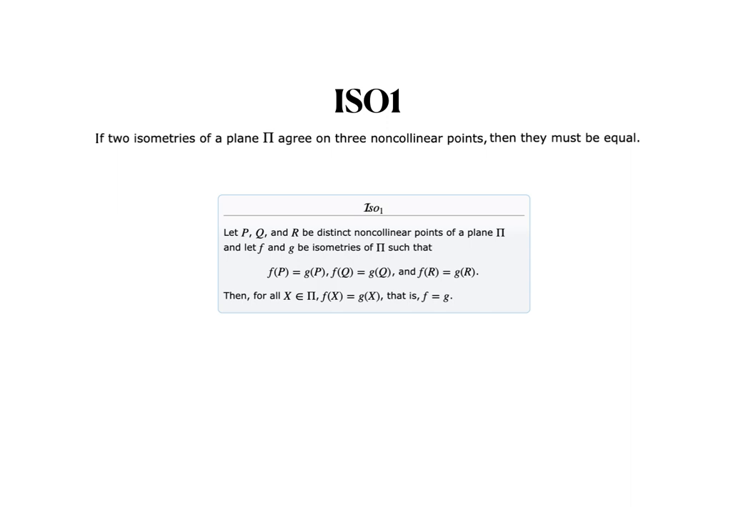Let's read through the exact definitions. We're going to let P, Q, and R be distinct non-collinear points of the plane, and let F and G be isometries of pi such that F of P equals G of P, F of Q equals G of Q, and F of R equals G of R. And for all x in the plane, F of x equals G of x, that is, F is equal to G. I can create the same movement by applying either F or G isometries.